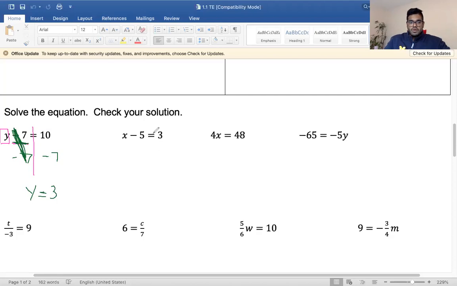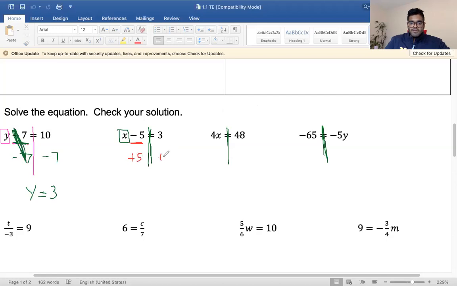Same thing on the next one. I'm going to draw a line in. Okay, so same thing, right? I've got my variable here. That's my x. I've got a number that's not a variable over here. I'm trying to get x alone. So again, same thing. Here we have a minus 5. So what's the opposite of subtraction? Well, we just said they're inverses. So addition and subtraction are inverses. Plus 5.